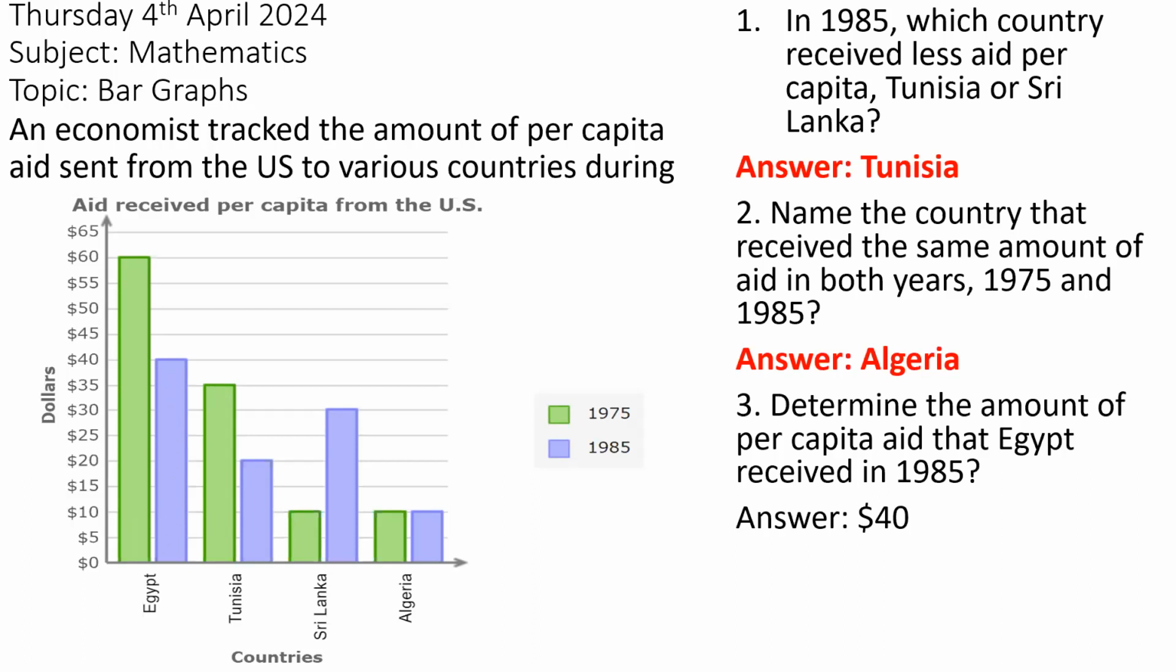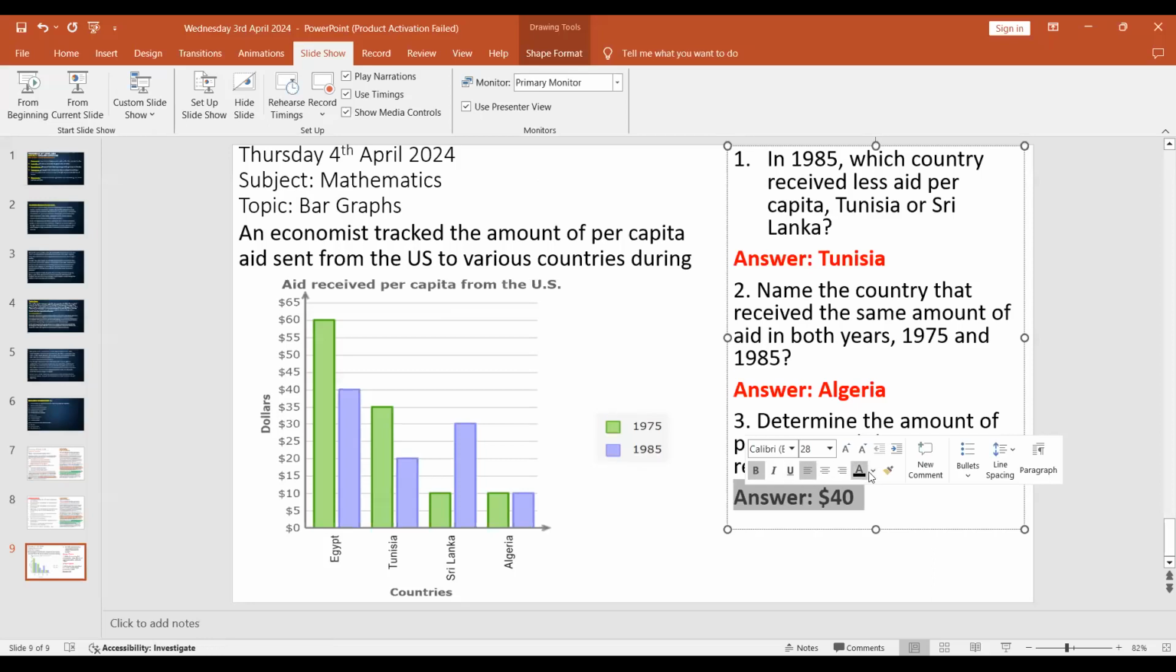So let me ask the question. In 1985, how much money did Tunisia receive? Tunisia. How much money? $20. Very good, $20. And how much did Tunisia receive in 1975? $35. Okay, makes sense? Yes, sir. Good. And Bethany, do you understand this? Okay, good. That's the third question.